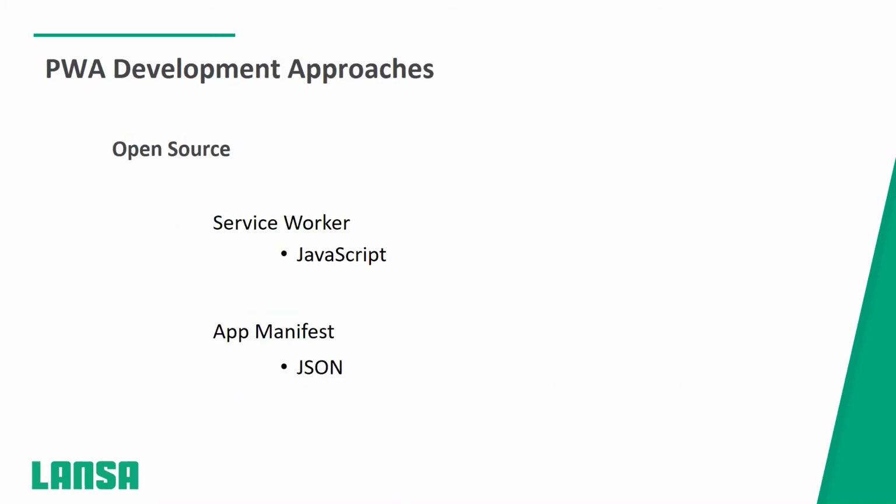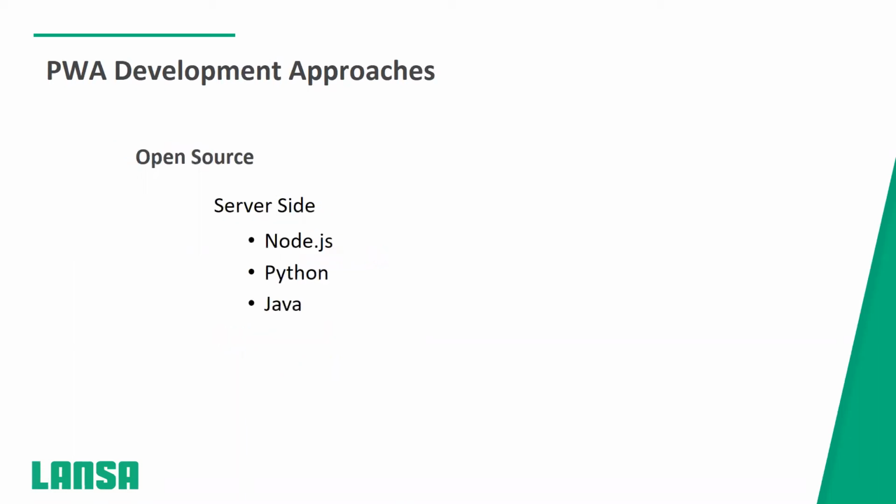Now, when you're doing open source, the traditional programming language approach, you're going to have to create the service worker in JavaScript and the app manifest in JSON. Now, the service worker can get very complex. So the amount of JavaScript you need to know greatly increases with the complexity of the application. And then, of course, if you're going to connect it to a server, you're going to need the server side as well: your Node.js, your Python, Java. And if you are set up for it, if you have the resources, open source, traditional programming language is a viable option to create progressive web apps. Everything's out there. You just have to put it all together yourself.